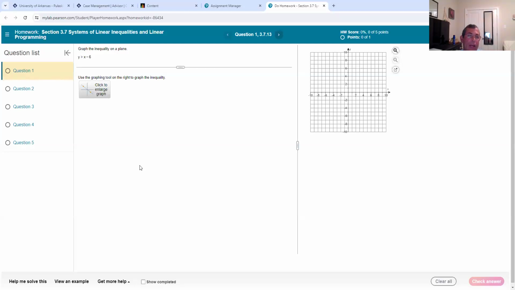Hey y'all, so I'm going to actually show you how you would work these in MathLab now. So y'all should be seeing my first problem here. Y greater than x minus 6. So I'm going to write this down.